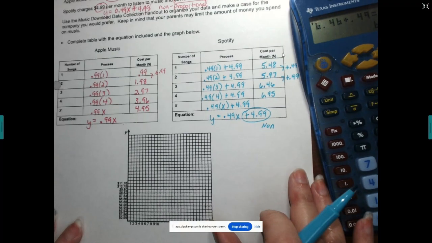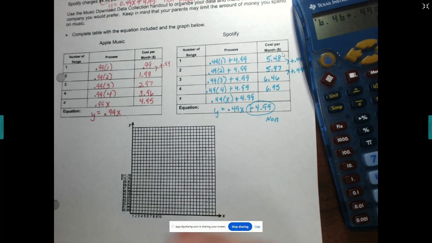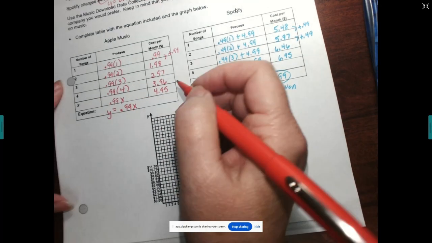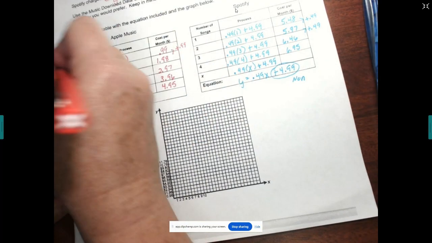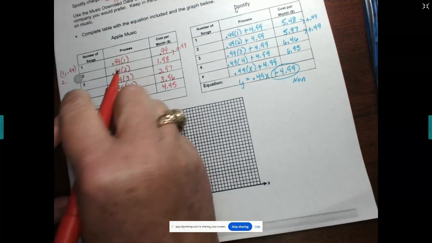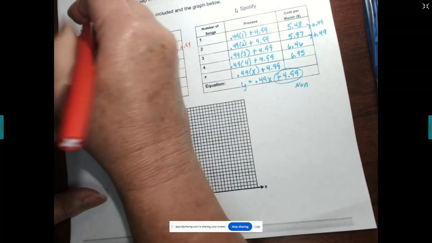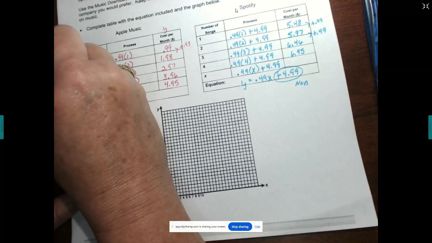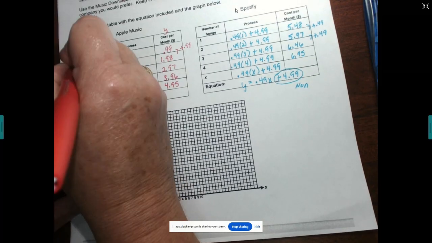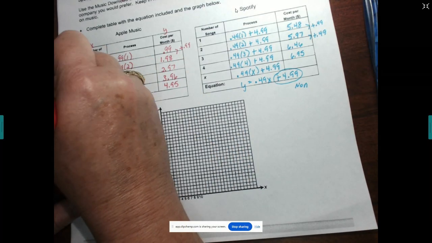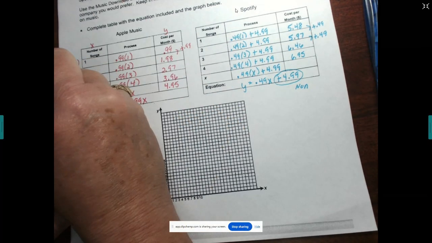All right. So now it wants us to graph both of these relationships. Remember, our coordinate pairs are 1, 0.99. 2, I'm just taking these numbers right here. This is my X and this is my Y. 2, 1.98. 3, 2.97. 4, 3.96.